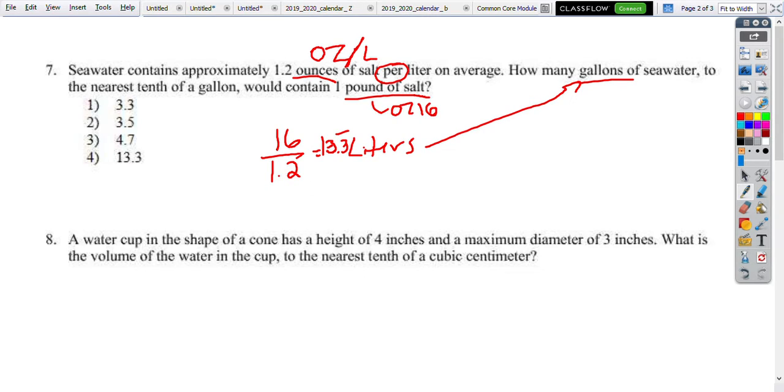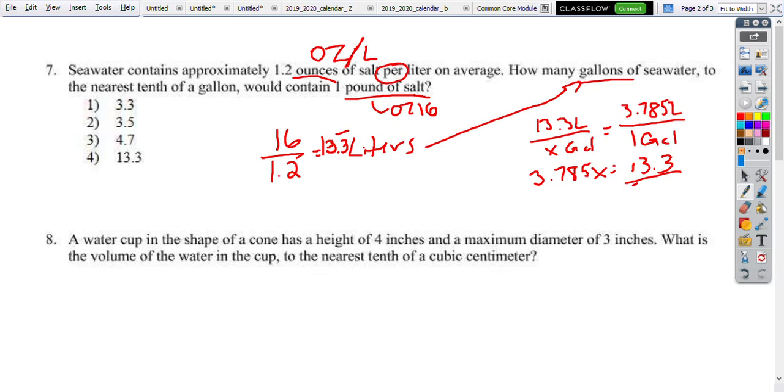Okay, so I need to convert these liters into gallons. So I know 13.3 liters is X gallons. And I know that 1 gallon has 3.785 liters. This is on the last page we just looked at. So if I cross multiply, 3.785x is equal to 13.3, and then I just divide out. So those are gone. And this is going to equal approximately 3.5.